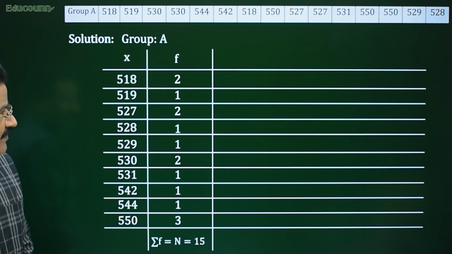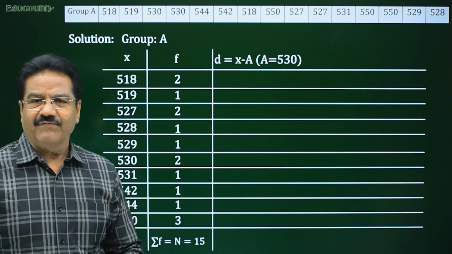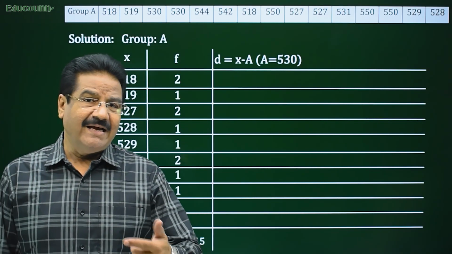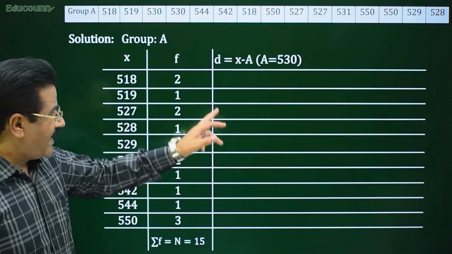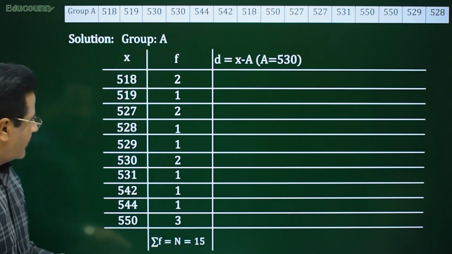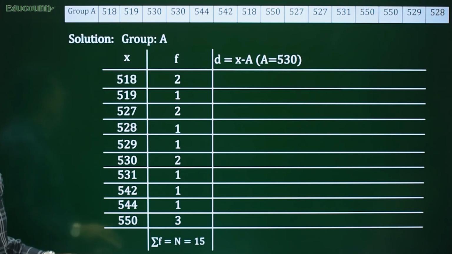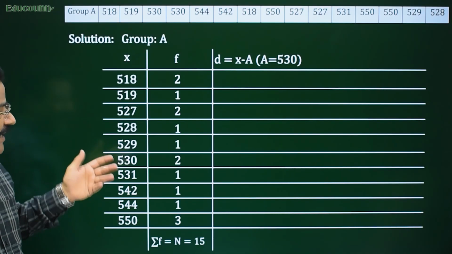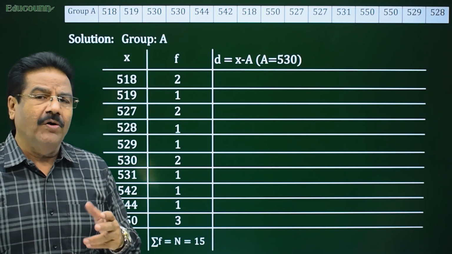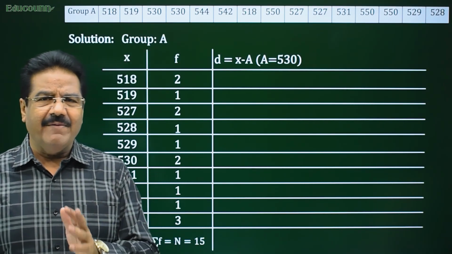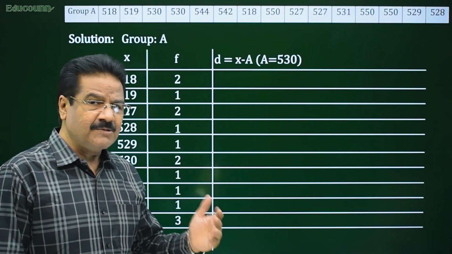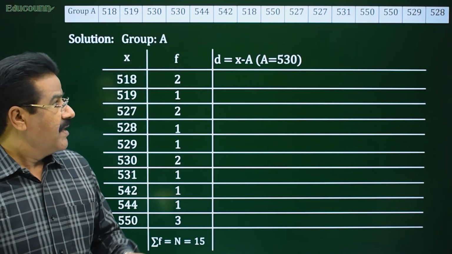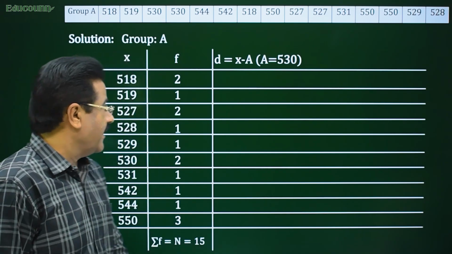Next, we have to use the concept of D, because the data is not consistent. So we can assume the value of A. You can assume approximately the middle value. You can assume 529, 530, 531, whatever we want. The final answer is always the same, totally irrespective of the assumed mean. Here we have assumed it as 530.